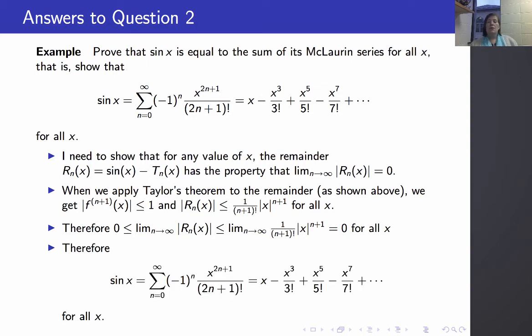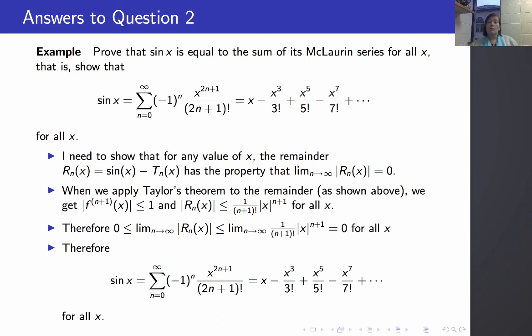So now, since the limit as n goes to infinity of the absolute value of the remainder is between 0 and 0, it has to be equal to 0, and therefore we can conclude that whatever the value of x is, the remainders, sine of x minus the partial sums of the Taylor series, go to 0 as n tends to infinity. Therefore, the Taylor series must converge to sine of x. So, whatever the value of x is, sine of x equals the sum of its Maclaurin series.